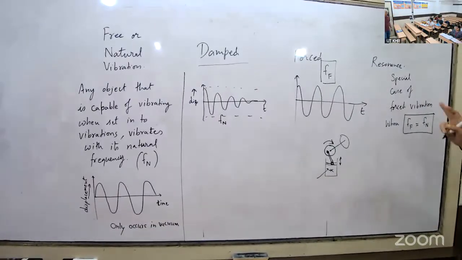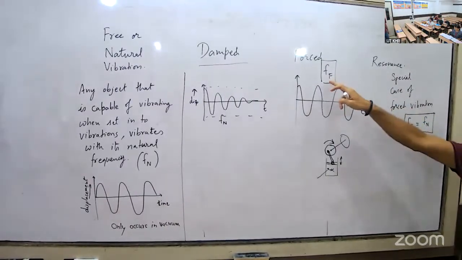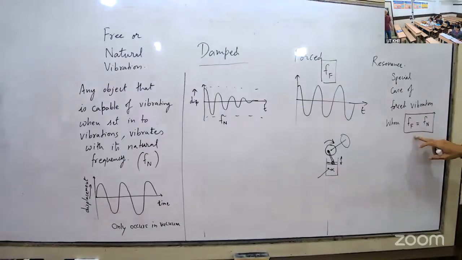So resonance is a special case of forced vibration when the external frequency of the applied periodic force matches the natural frequency of the swing, because every object has its natural frequency. And if the external force is applied at that frequency, then the vibrations take place with exceedingly large amplitude. That is called resonance. That is what happens in a chorus.